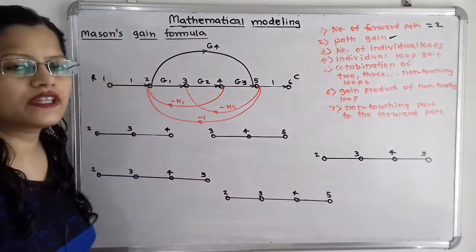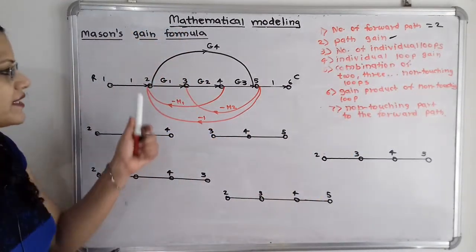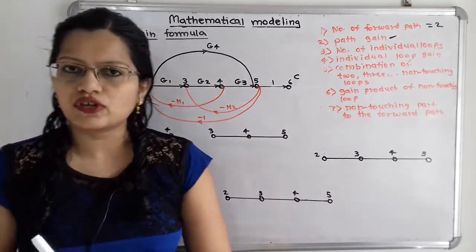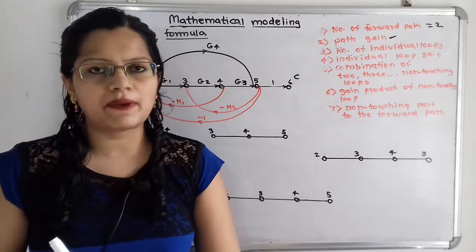Now we will move to the third point, that is the number of individual loops. So in this question we have to find out how many individual loops there are. This is the combination of forward path and feedback path.